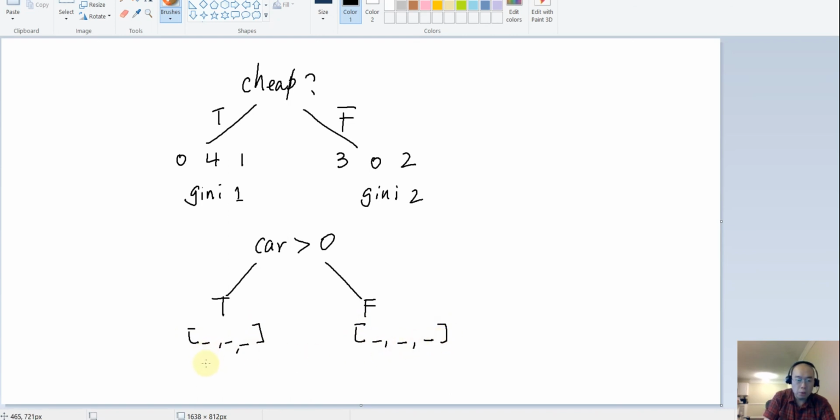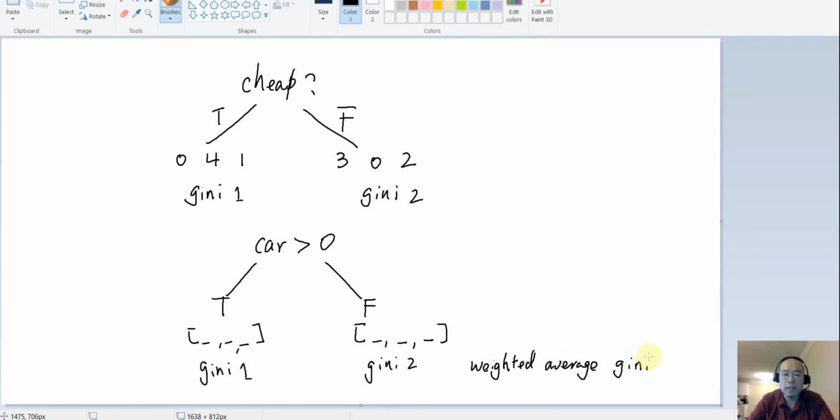Then you want to get the Gini 1, you want to get the Gini 2, and eventually you want to have a weighted average of the Gini. Okay, so this will be your task in the next exercise.